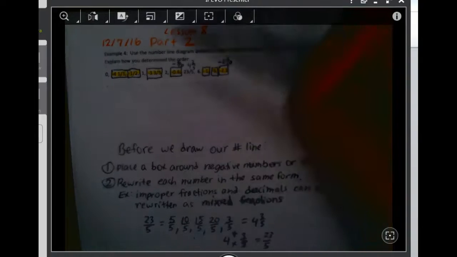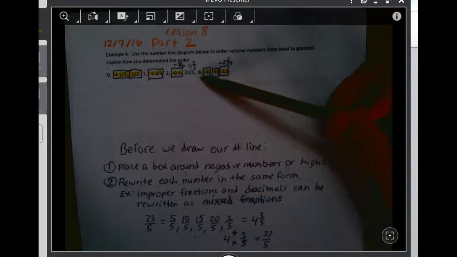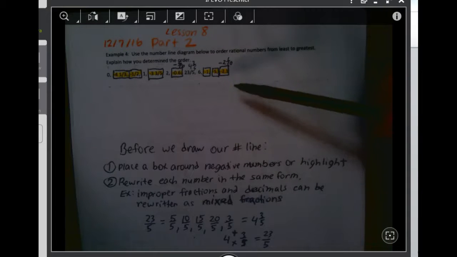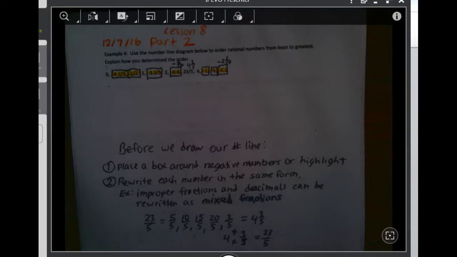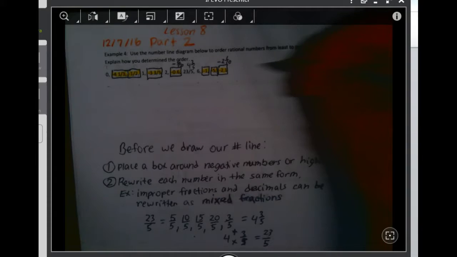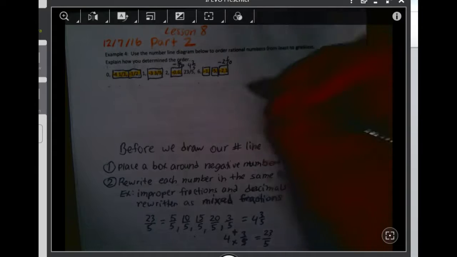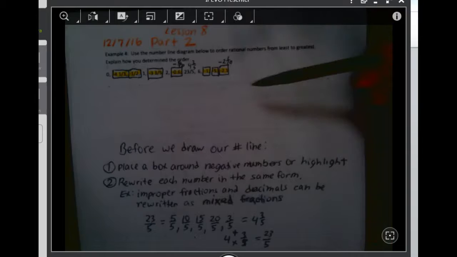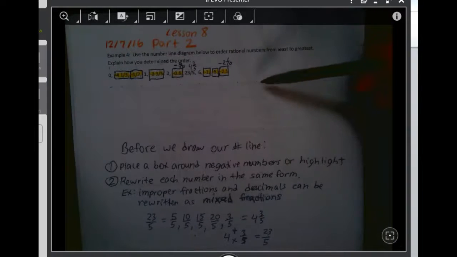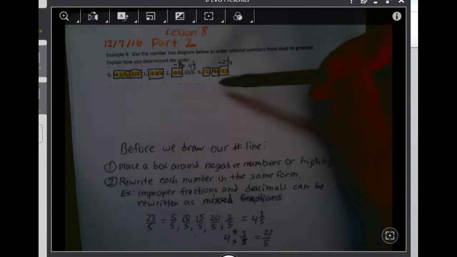So now as I scan the list, I believe everything has been rewritten into a similar form. And now we are ready to go ahead and plot our negative numbers. So as we plot, we're always going to start with 0. So we're going to place the 0 on the number line. And I want to make sure I have enough space to include positive 6. 1, 2, 3, 4, 5, 6.